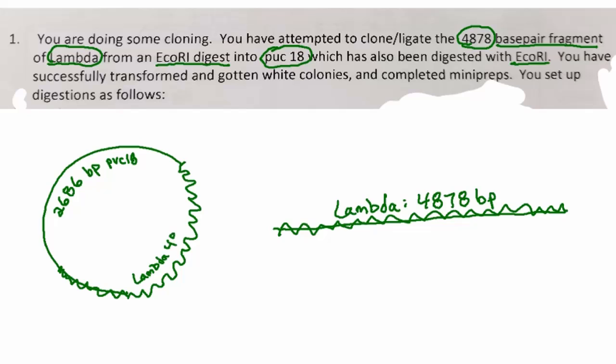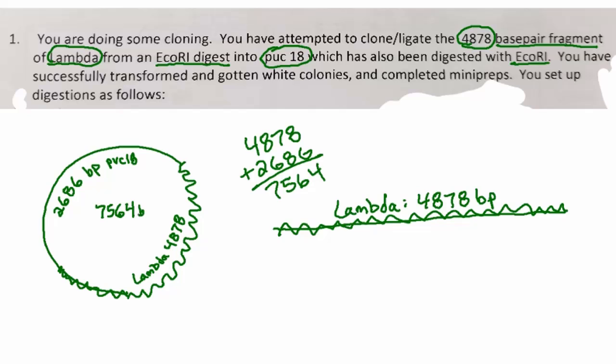Lambda is going to be 4878 base pairs long. So 4878 base pairs plus 2,686 is 7564. So this whole thing, this new transformed plasmid, is going to be 7,564 base pairs in circumference all the way around.